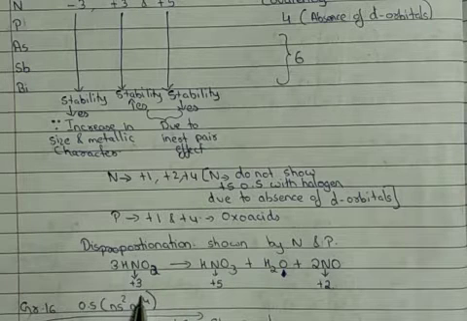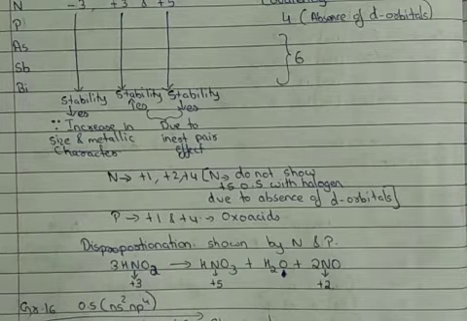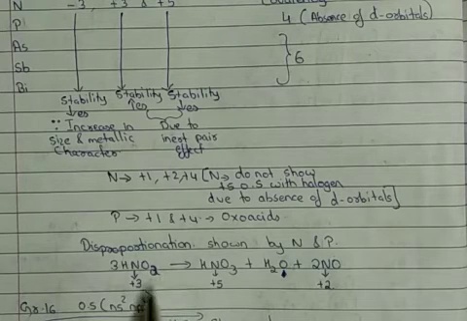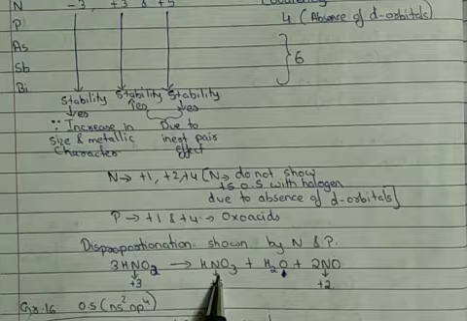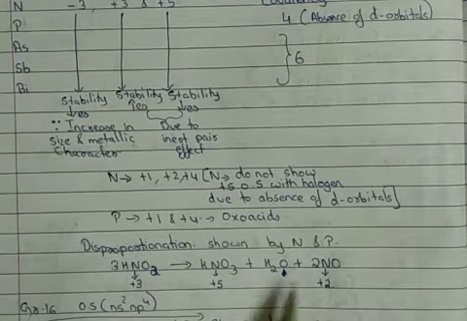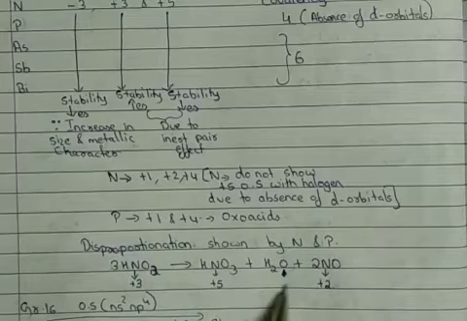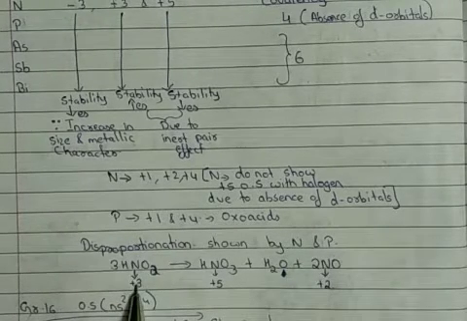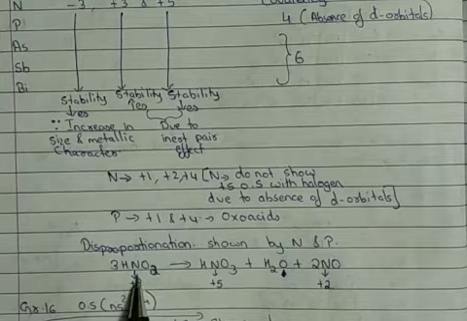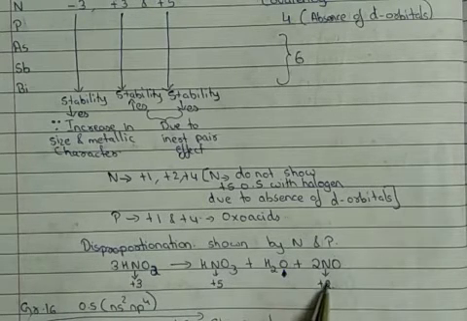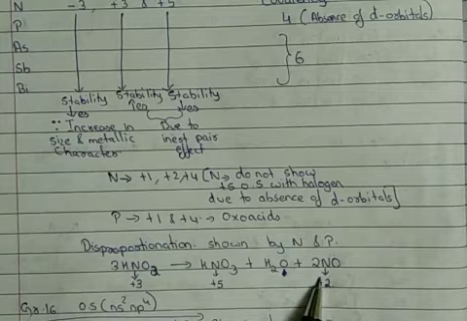Now nitrogen shows disproportionation reaction from +1 to +4 in acid solutions. So I have just written an example below, where nitrous acid converts to give nitric acid plus water molecule and nitrogen monoxide. If we compare the oxidation states of nitrogen in this, then in nitrous acid the oxidation state of nitrogen is +3, in nitric acid it is +5, and in nitrogen monoxide it is +2.